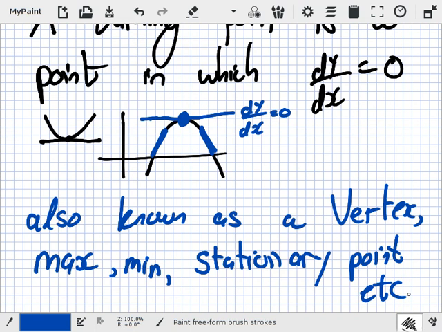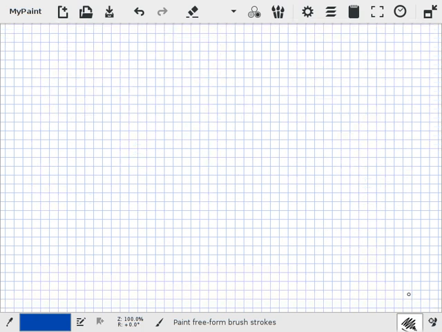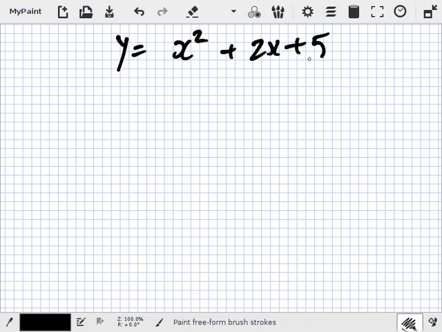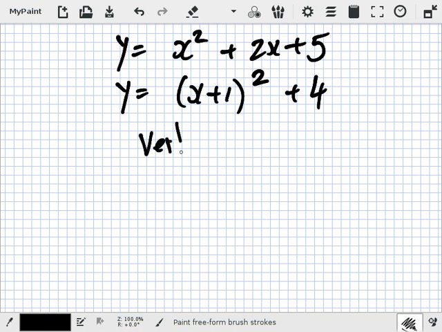So what I'm going to do is find the vertex for a quadratic using both methods. We can see how the derivative is actually a quicker way to do it. Okay. Got that? Right, so let's take this quadratic. y equals x squared plus 2x plus 5. Completing the square gives you (x plus 1) squared plus 4. So where's the vertex? -1. The vertex is at (-1, 4), yeah.